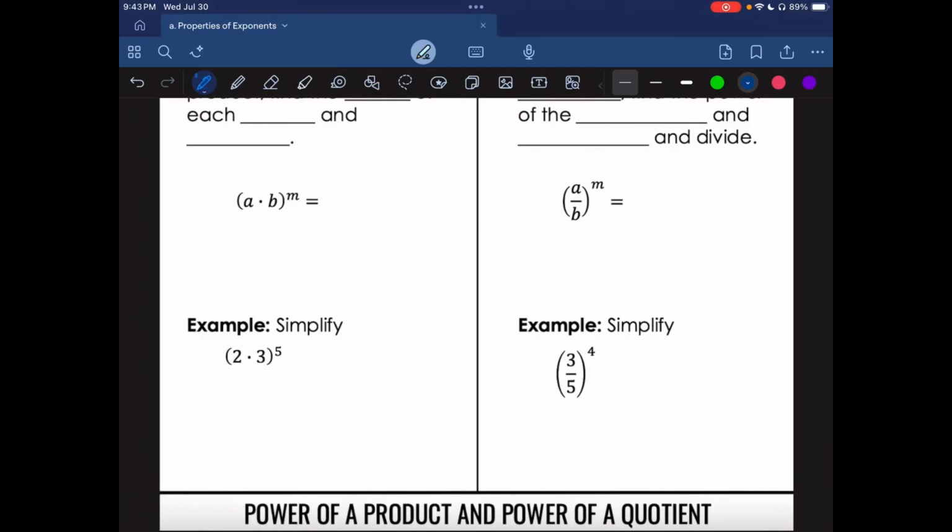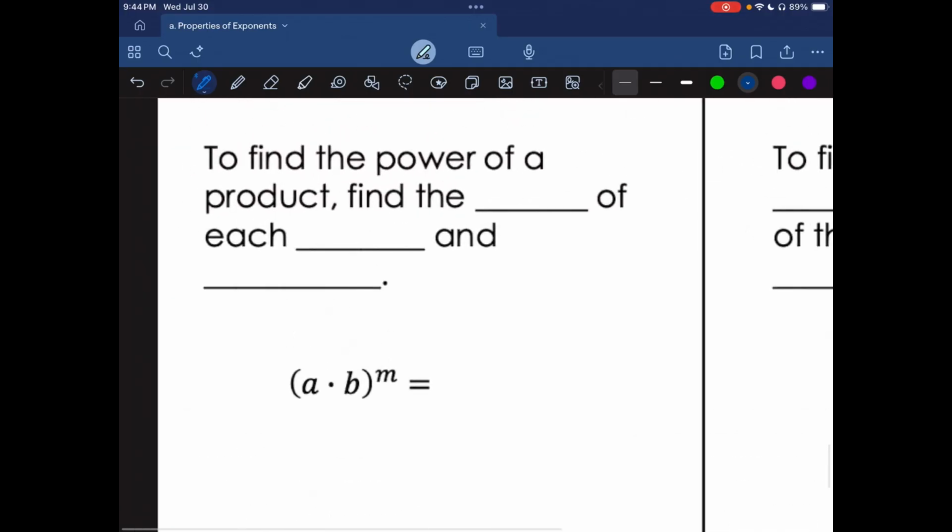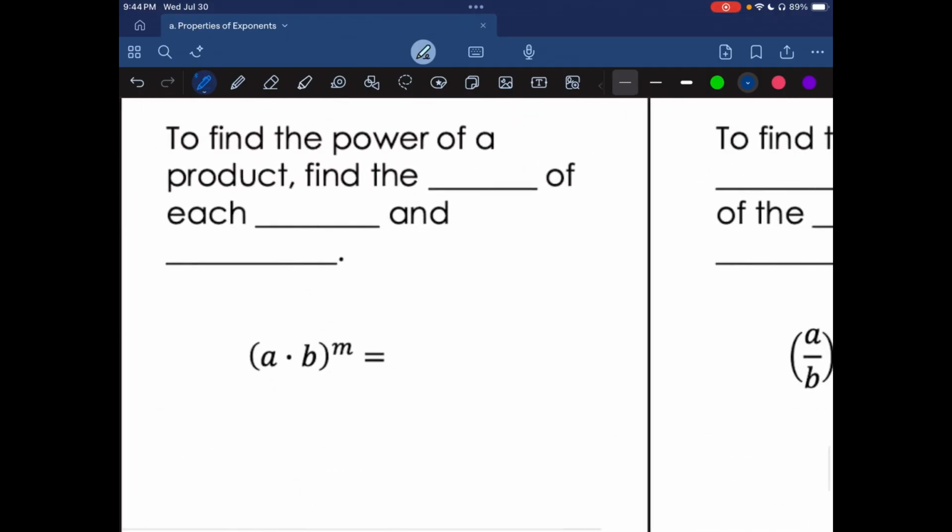All right, so to find the power of a product, a multiplication problem, we're going to find the powers of each factor, and then you will multiply. So a times b to the mth power is going to be the same as a to the mth times b to the mth power.